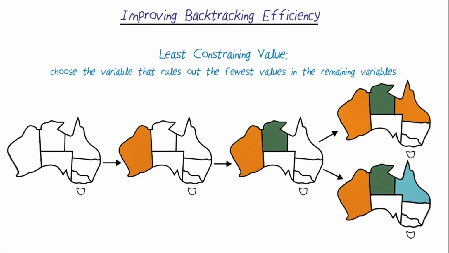Let me show you. We started with Western Australia being orange. Then the Northern Territory was green. Since Queensland is not next to Western Australia, I can use orange again. That will leave blue unused. Okay, so orange was the value that least constrained our future choices.